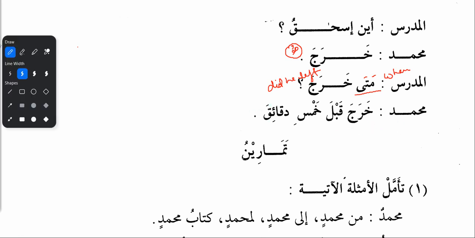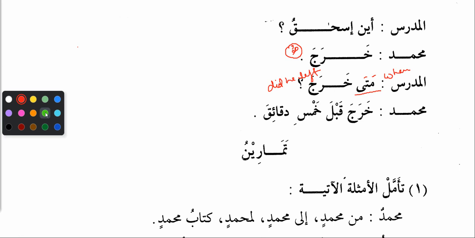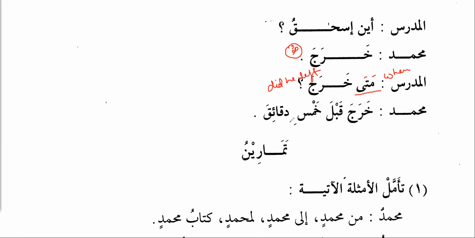So as you can see, there are three nouns involved here, and this is the triple construction, three nouns. Qabla, and this is zarf, the first noun, and this is the second noun, and this is mudaf ilayhi.